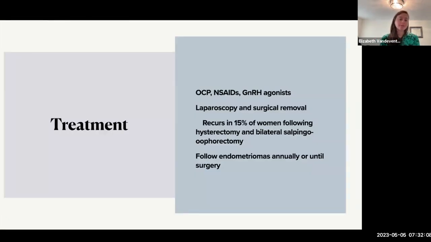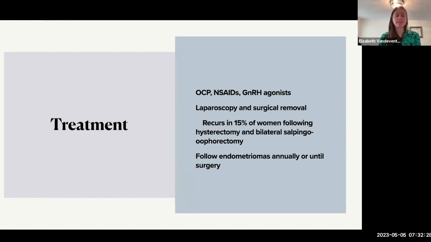Just touching briefly on treatment, a lot of these patients can be treated with hormonal agents since it's hormonally regulated, and then typically NSAIDs or any sort of pain medication, particularly when it gets bad. Laparoscopy, as I said before, is the gold standard for not only diagnosis, but it's also used for treatment because they can do surgical removal of these lesions.